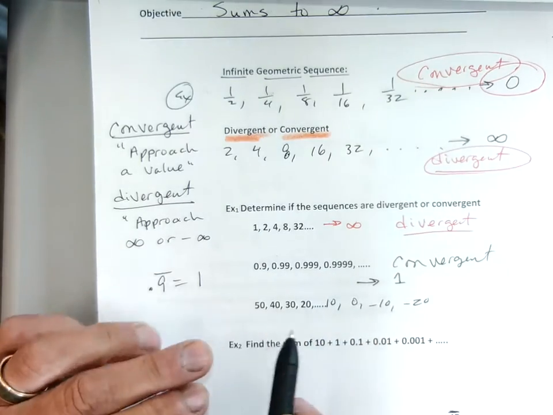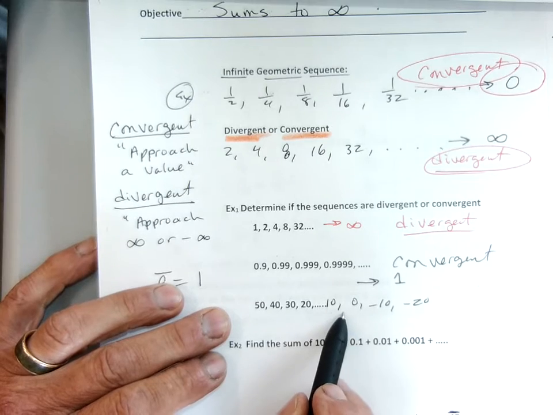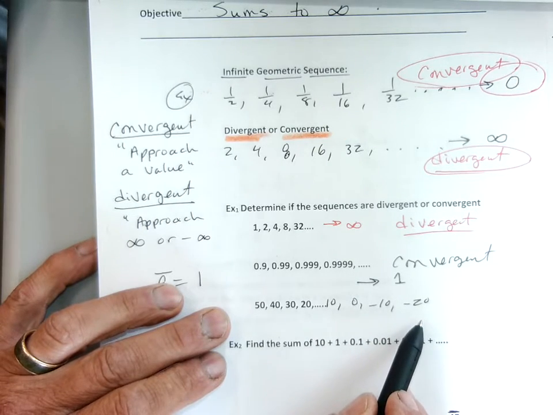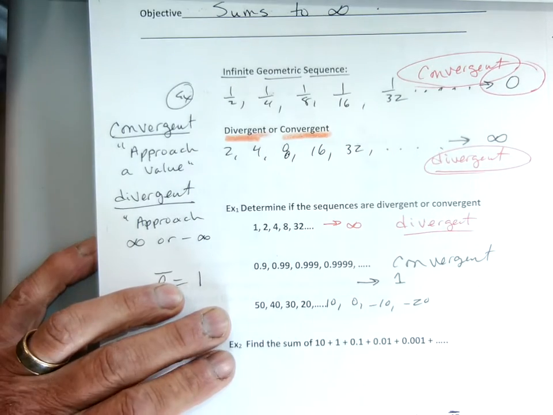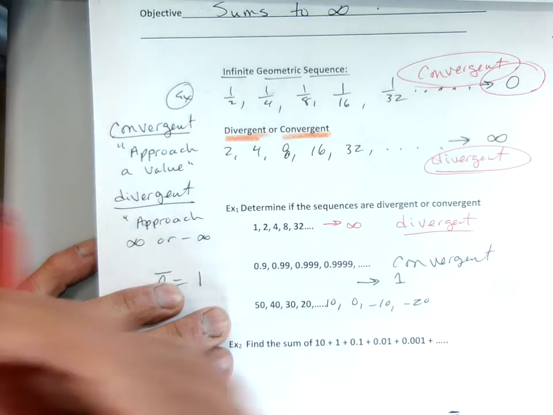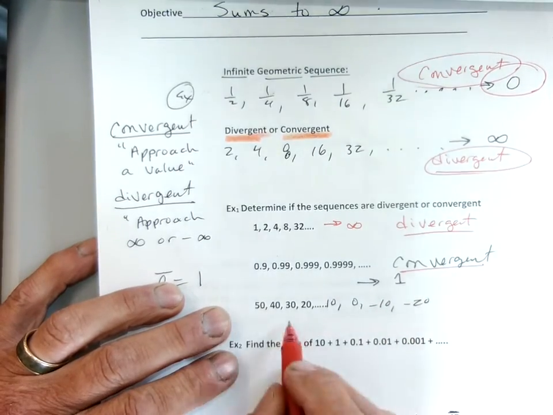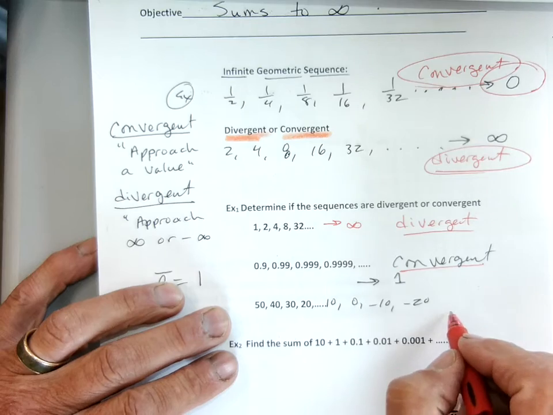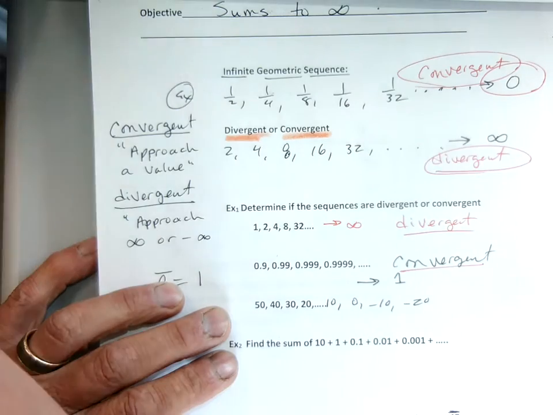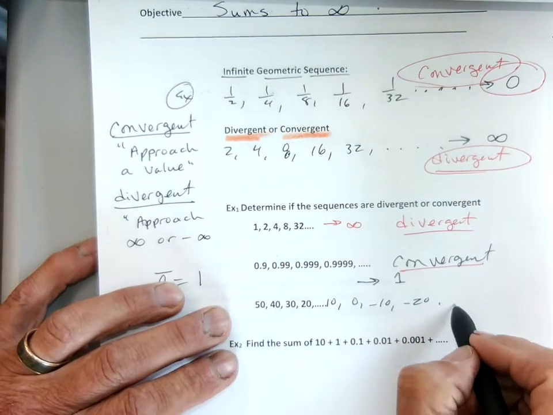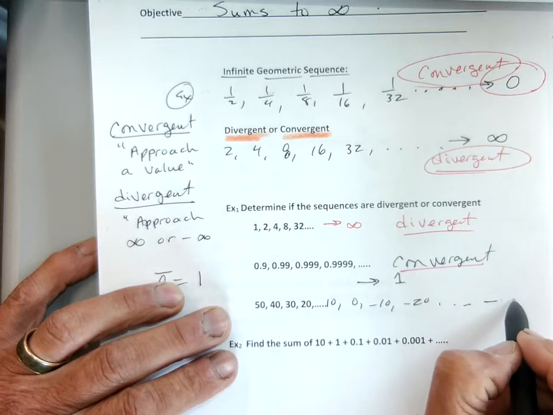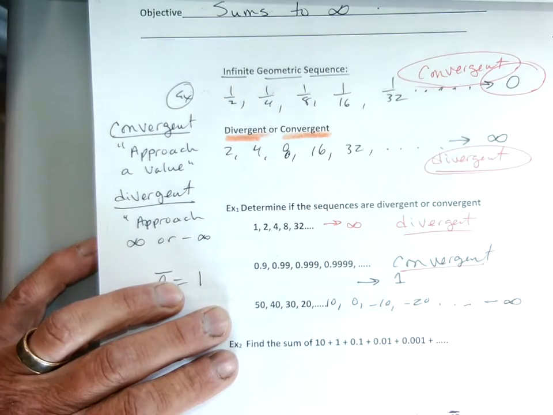Yeah, so at first you think, oh gosh, it's going to 0, right? But no, it hits 0, it keeps going, right? So what do we know? Is this one convergent or divergent? This one's definitely divergent because it's heading to negative infinity, right? It's going to keep going dot, dot, dot, dot, and eventually it's going to approach negative infinity. So this one's divergent.